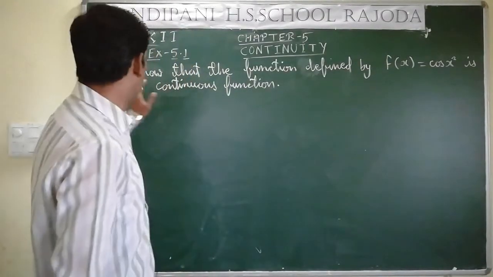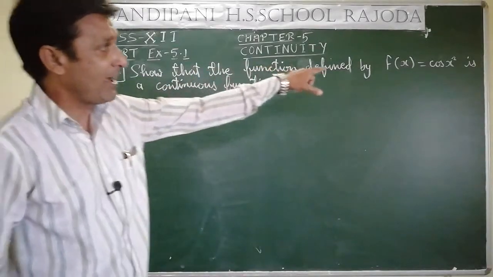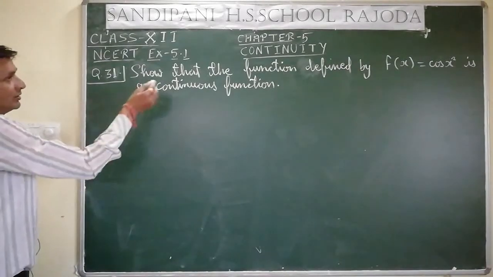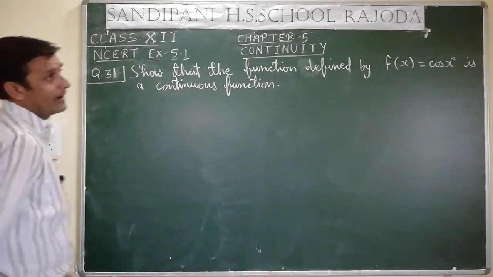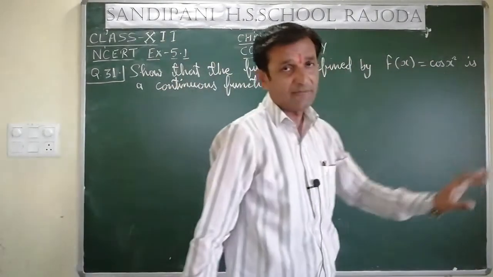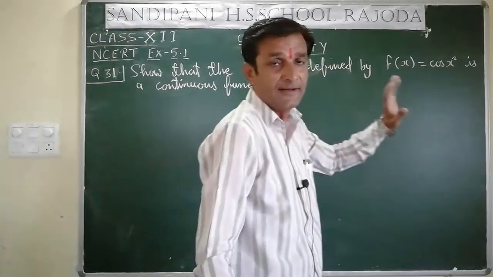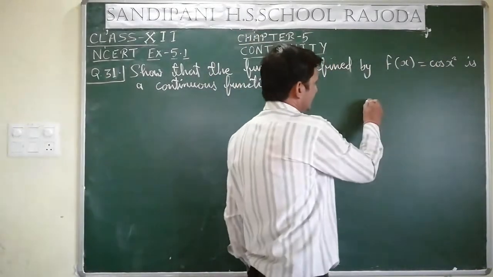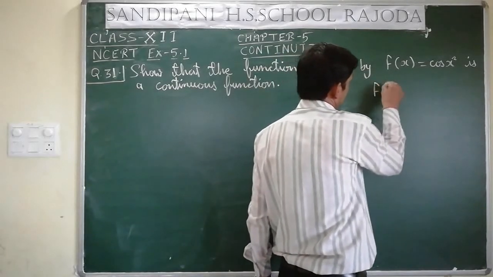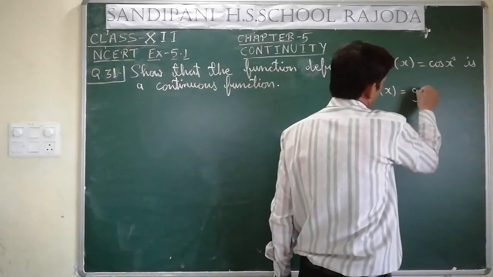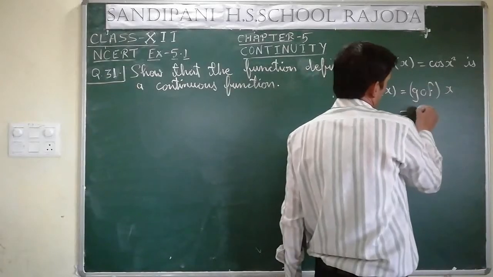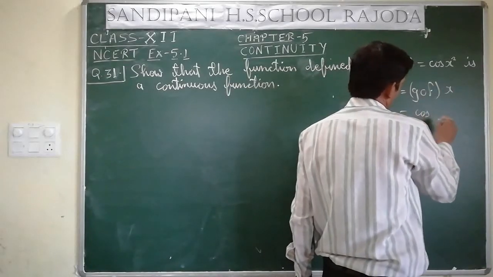See now question number 31. Show that the function defined by f of x is equal to cos x square is a continuous function. So you may do this question by two tricks. You may assign x square another function and cos x another function. Means f like this, f of x is equal to g o h of x.